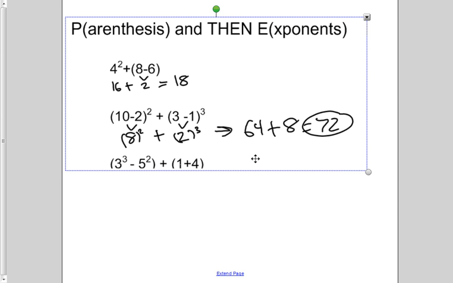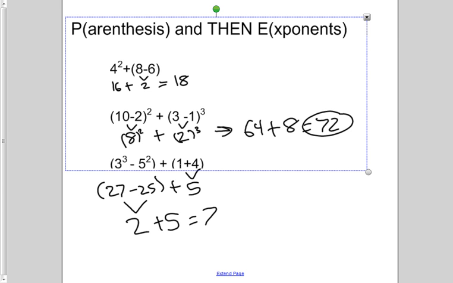Let's try this one right here. Now here we have exponents in the parentheses. So we have to use order of operations within parentheses. So let's go ahead and do that. 3 to the power of 3, 3 times 3 times 3 is 27, minus 5 to the power of 2, 25. Plus, let's solve these parentheses, 1 plus 4 is 5. All right, now we need to solve this set of parentheses. 27 minus 25 is 2, plus 5, and that is equal to 7.